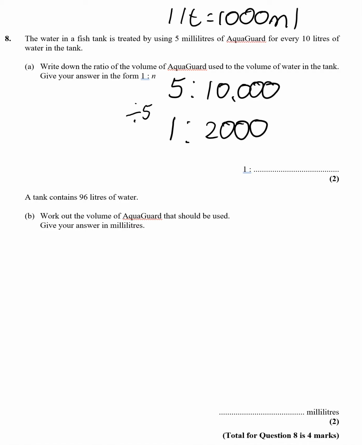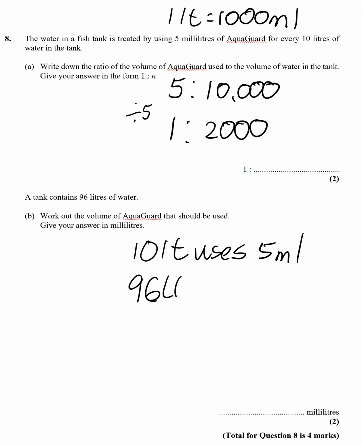Now, a tank contains 96 litres of water. Work out the volume of AquaGuard that we need to use. Well, if we know that 10 litres uses 5 millilitres, and we've got 96 litres, so we need to times by 9.6.